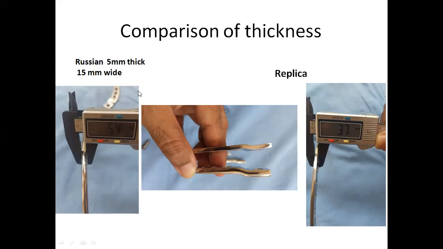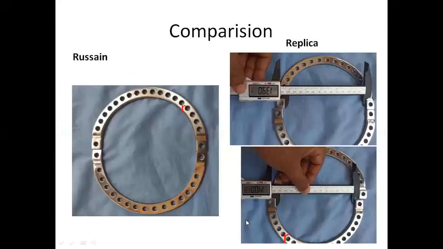It is the Ilizarov convention that the ring should be 5 millimeters thick and 15 millimeters wide. You see that the lower one is the Ilizarov center ring and the upper one is our replica ring. The replica ring is thicker in one way and thinner in another. And now another comparison: which is more circular? The Russian ring is more circular in comparison. I just measured the internal diameter of the ring. It is 140 for the 140 ring, but in our locally made one, it is not 140.